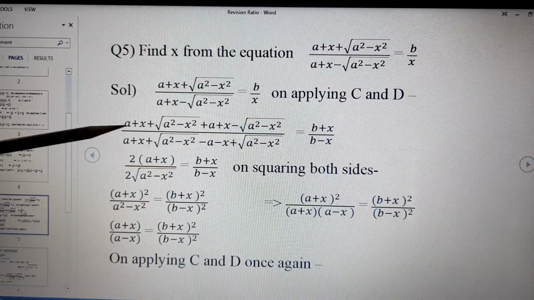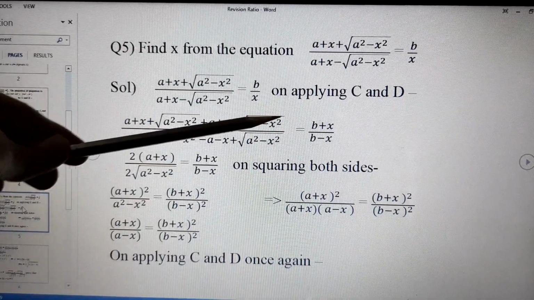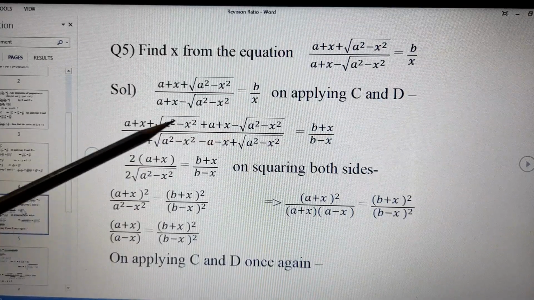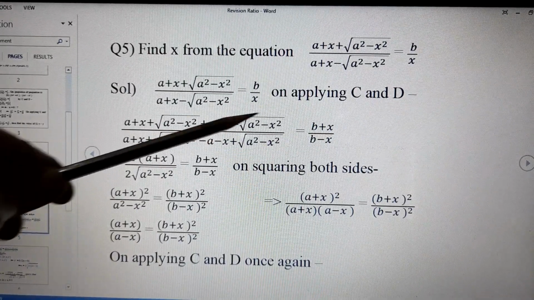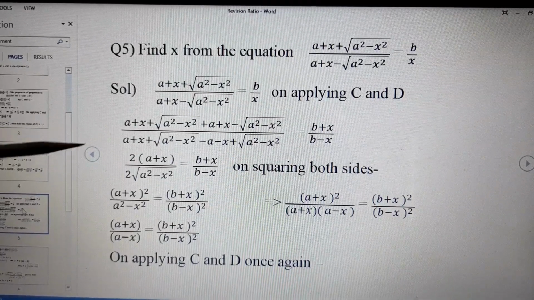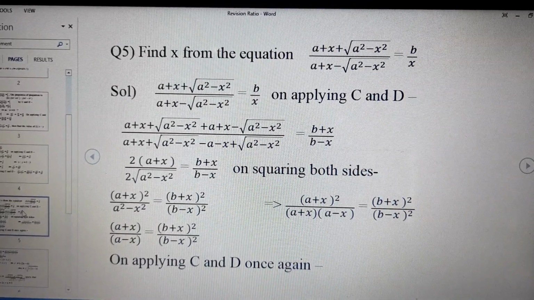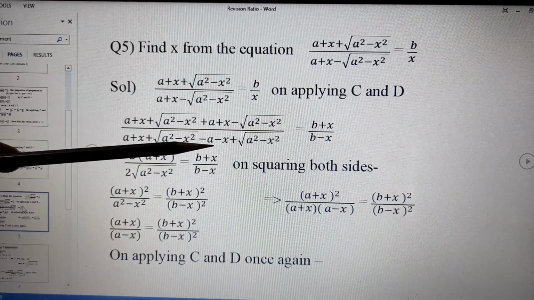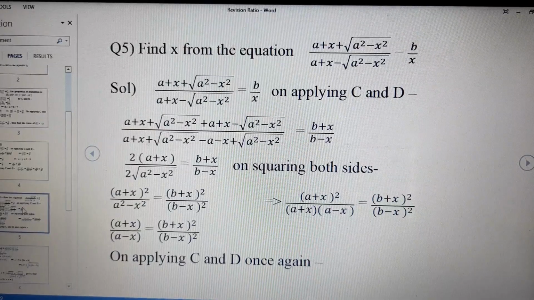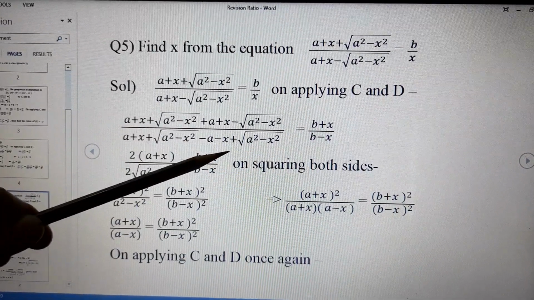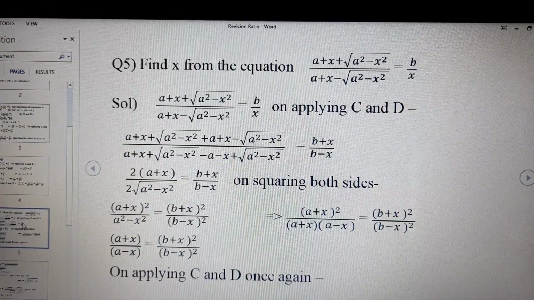Clear? If we see them carefully, then under root a square minus x square is with a negative sign and here it is with a positive sign. So this and this will be cancelled. So we'll be left with 2a plus 2x. 2 can be taken common, a plus x. And in the denominator, a and minus a will be cancelled, x and minus x will be cancelled. So we'll be left with under root a square minus x square plus under root a square minus x square.